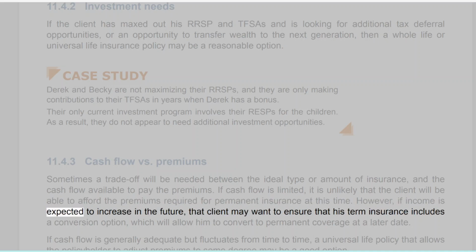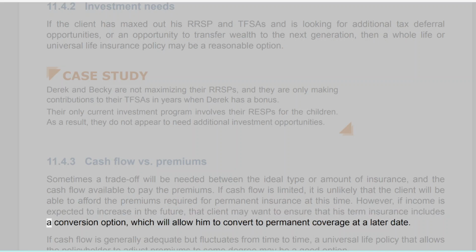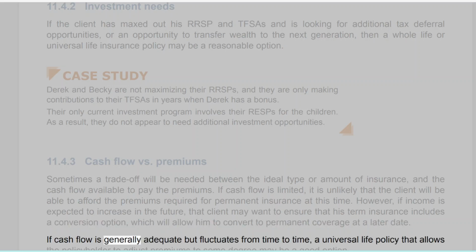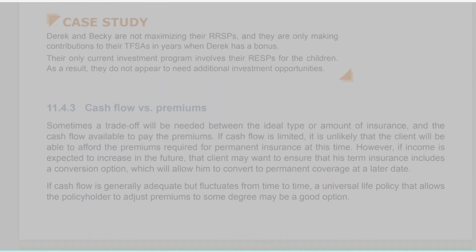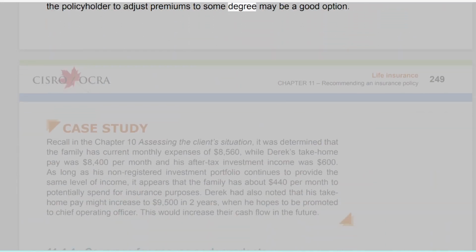However, if income is expected to increase in the future, the client may want to ensure that his term insurance includes a conversion option, which will allow him to convert to permanent coverage at a later date. If cash flow is generally adequate but fluctuates from time to time, a universal life policy that allows the policyholder to adjust premiums to some degree may be a good option.